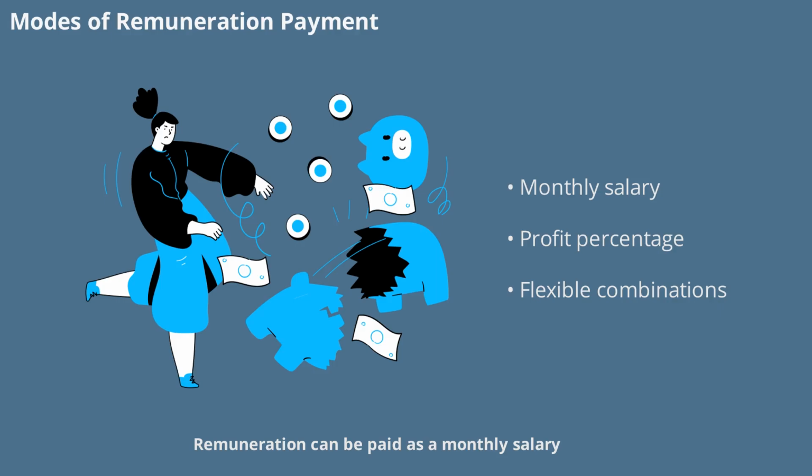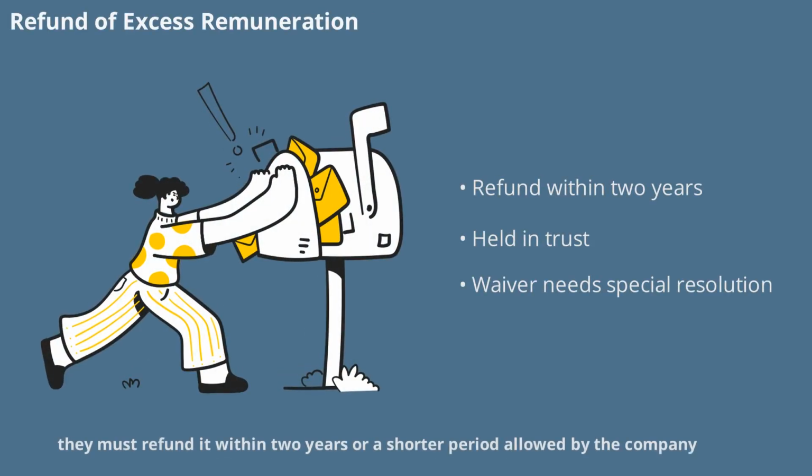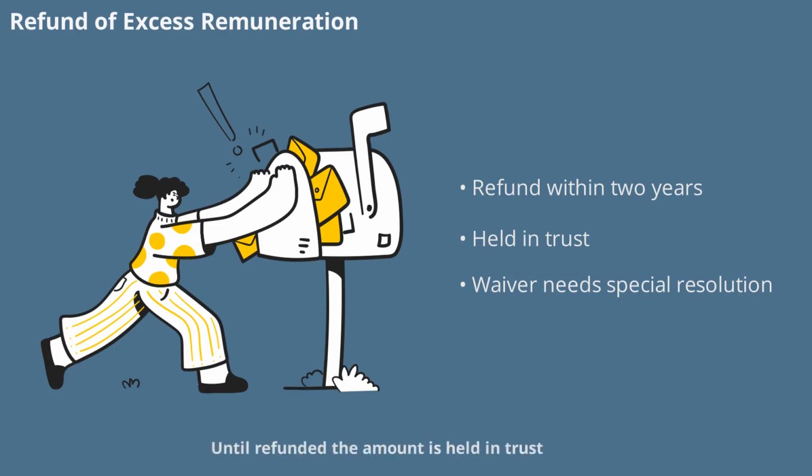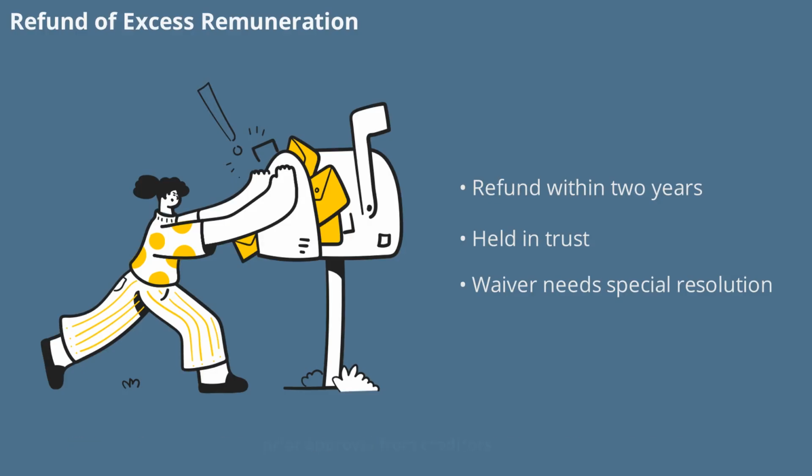Remuneration can be paid as a monthly salary, a specified percentage of net profits, or a combination of both. This flexibility allows companies to structure pay packages that align with performance and company policy. If a director receives excess remuneration, they must refund it within 2 years or a shorter period allowed by the company. Until refunded, the amount is held in trust. Waiver of recovery is only possible with a special resolution and, in some cases, prior approval from creditors.